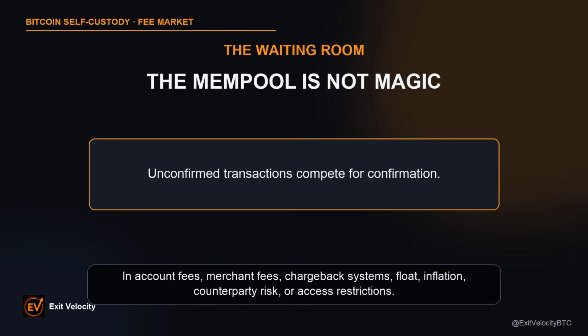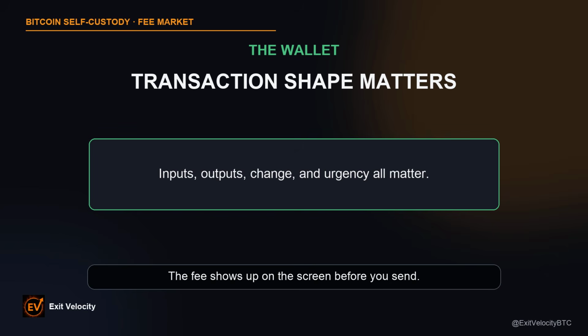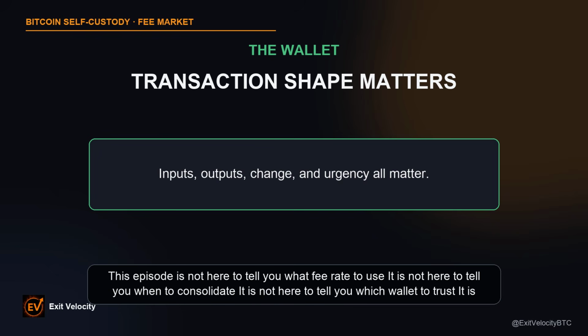That sounds harsh until you compare it to the alternative. In the fiat system, settlement priority is often hidden behind banks, processors, clearing systems, account tiers, permissioning, and policy. You may not see the auction, but that does not mean the cost disappears. It gets embedded somewhere else. In account fees, merchant fees, chargeback systems, float, inflation, counterparty risk, or access restrictions. Bitcoin makes the cost visible, sometimes painfully visible. The fee shows up on the screen before you send. That visibility can feel worse than a hidden fee, but it is also more honest.